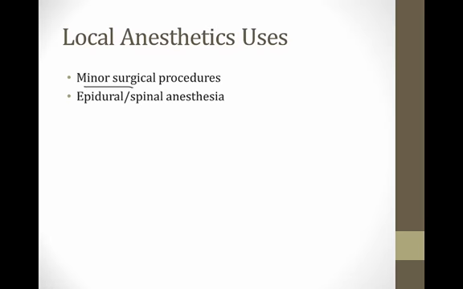The first are minor surgical procedures. So for example, if someone is getting a wound sutured in the emergency room, the wound will often be numbed first with a local anesthetic so the patient doesn't feel any pain while you're stitching it up. And then the other place they're commonly used is epidural and spinal anesthesia.